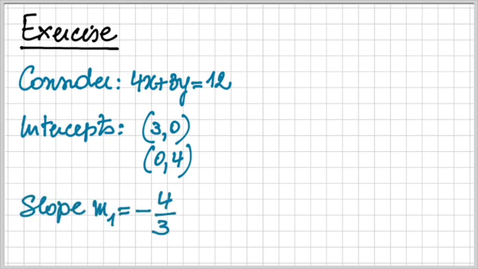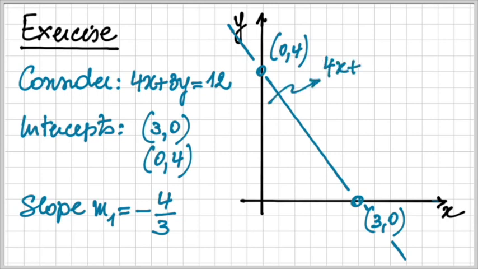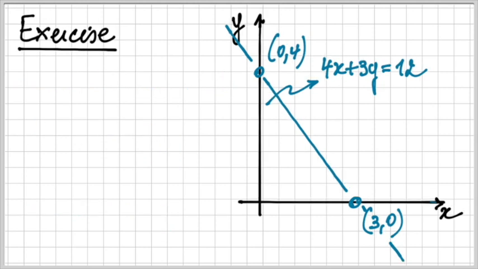We can now find the slope of this line, which is m1, which is minus 4 divided by 3. And we can draw this in the x and y Cartesian plane. We have the two intercepts, the x and the y-intercept, and we can draw the line through these 2 points. So we found our original line. The next thing we have to do is to find the perpendicular line. So we continue with the exercise.